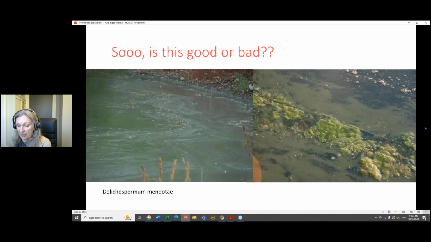Is this one good or bad? It looks like paint in the water or just an off color in the water. This one also is bad. And sometimes people call this one Dolly, which is fortunate when the long name is Dolichospermum mendotae.